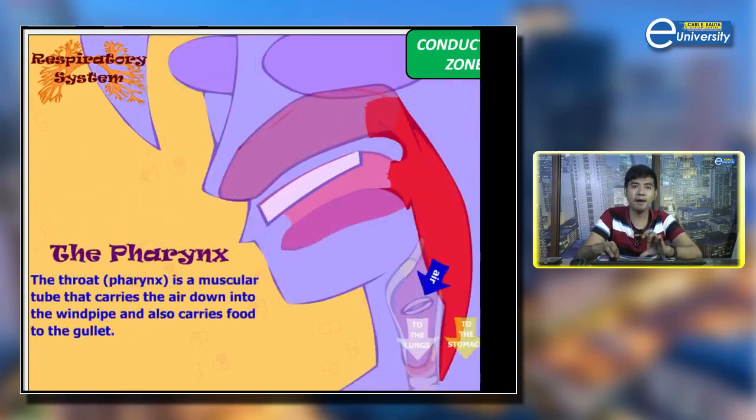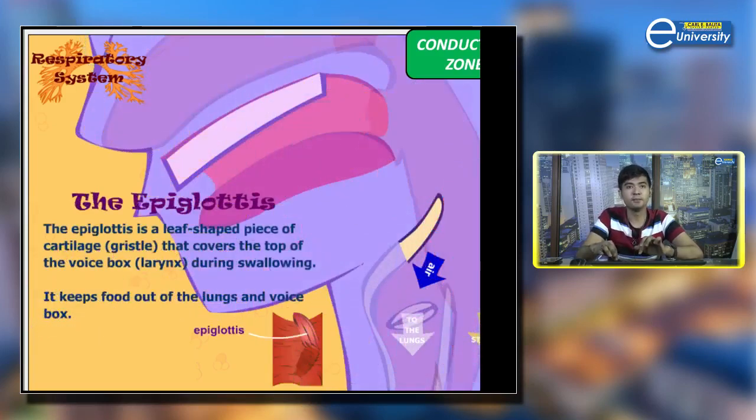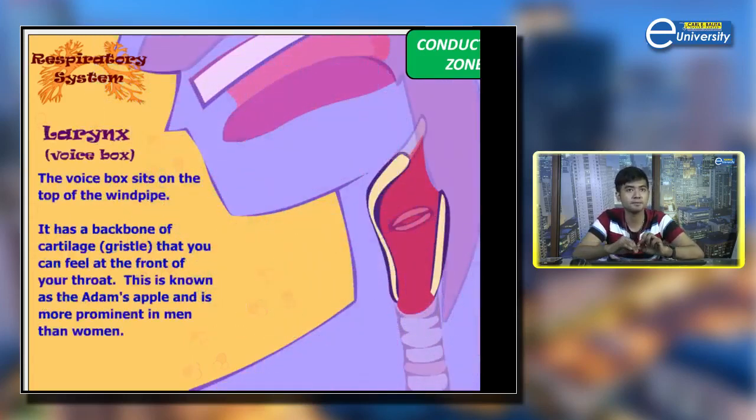Next is the pharynx. So the pharynx, also known as the throat, is a muscular tube that carries the air down into the windpipe and also carries food into the gullet. While the epiglottis, again, is a leaf-shaped piece of cartilage that covers the top of the voice box during swallowing. It keeps the food out of the lungs and out of the voice box. So that is the main function of the epiglottis.